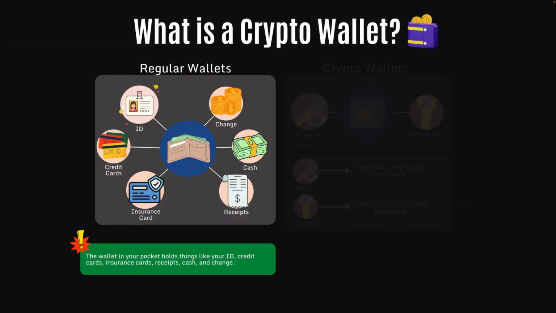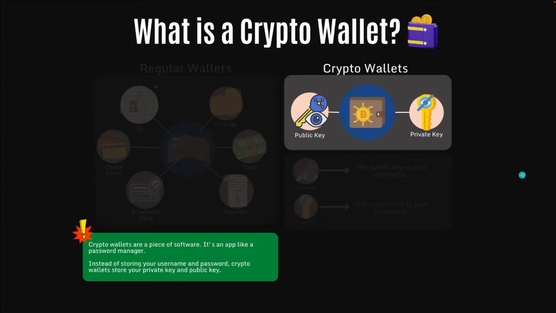What is a crypto wallet? To explain crypto wallets, we have to first look at an analogy, right? So everyone has a regular wallet, right? So you store your ID, cash, receipts, credit cards, all of that stuff in a regular wallet. But a crypto wallet doesn't store any of that kind of information. It just stores a public key and a private key. It works more like a password manager than anything else.